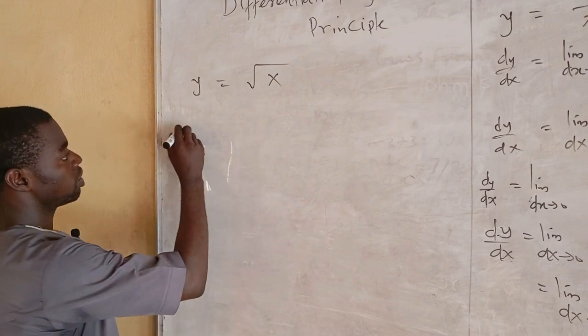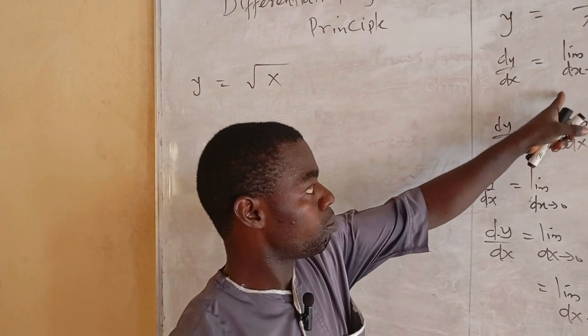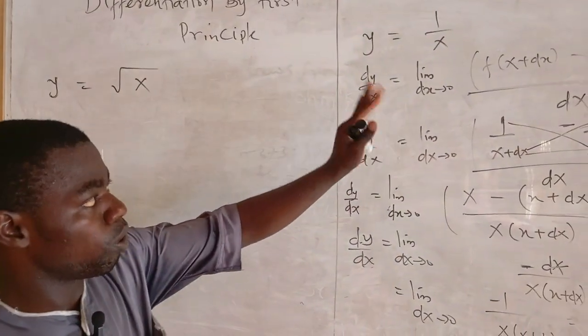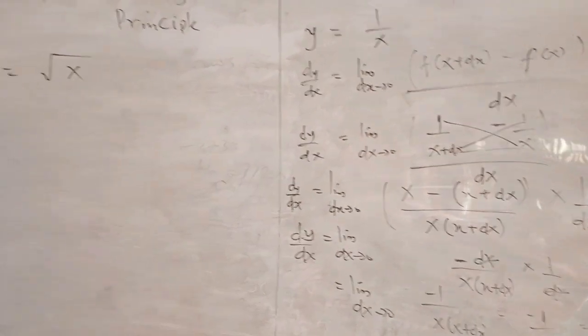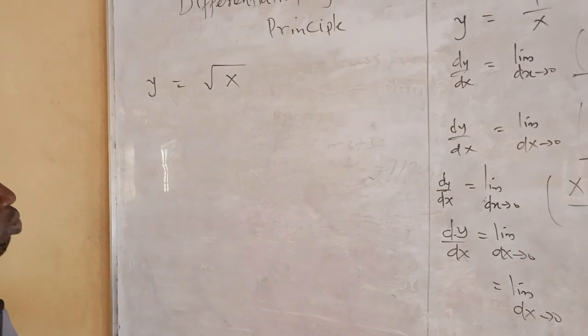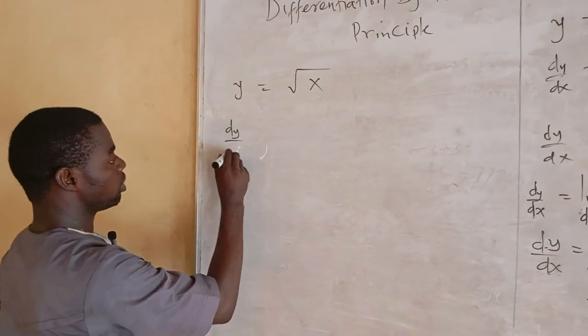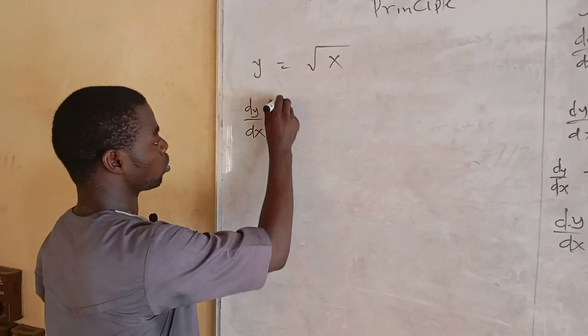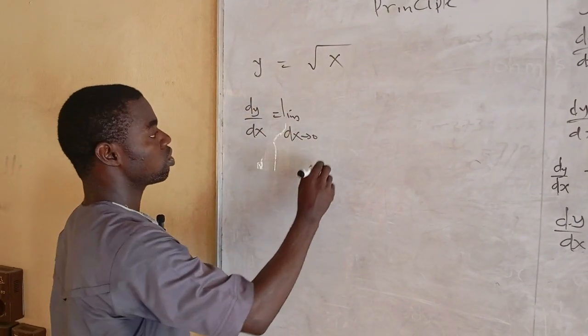So by the formula, dy/dx is equal to the limit as dx approaches 0 of f(x + dx) minus f(x), divided by dx. So we are going to substitute straight. What we are going to have is dy/dx is equal to the limit as dx approaches 0.